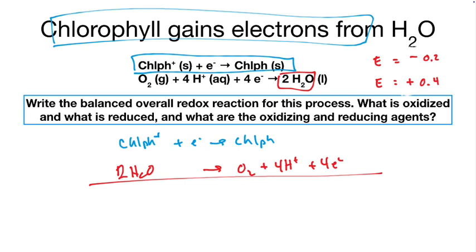So what's the lowest common multiple between 4 and 1? 4. So how do I make the 1 into a 4? Multiply by 4. And if I'm multiplying by 4, I have to multiply everything by 4. And so I would get 4 chlorophyll plus my 2 H2O. The 4 electrons will now cancel out on opposite sides, and I would get 4 chlorophyll plus my O2 plus my 4H+. Make sense? Okay, we'll take that as a yes. So that's now my overall redox reaction. What is oxidized and what is reduced?